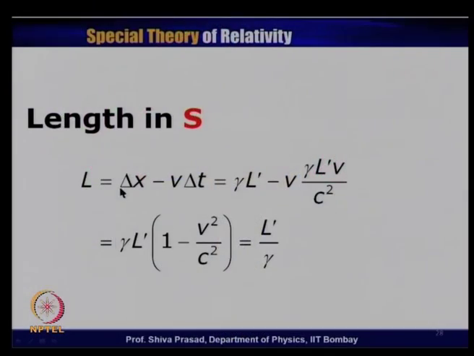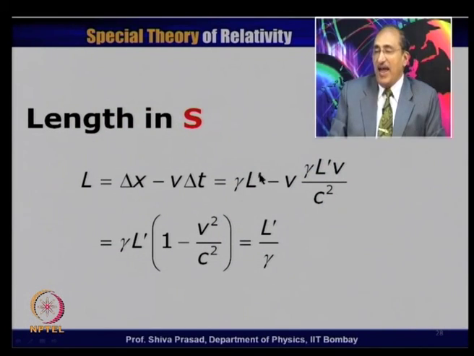This is what I have done in the next transparency. My L is equal to delta x minus v delta t. As we have just seen, delta x is gamma L prime, v is here, and delta t is gamma L prime v upon c square. We just redistribute the terms, and it becomes gamma L prime into the bracket 1 minus v square by c square. If you know, gamma is equal to 1 upon under root 1 minus v square by c square, and there is no under root here. So, this whole quantity will become L prime under root 1 minus v square by c square, which is 1 by gamma. So, I get the length as L prime by gamma.